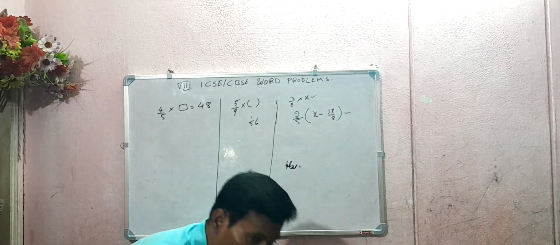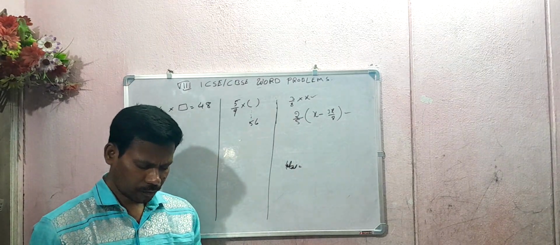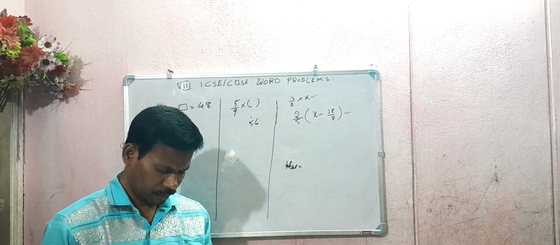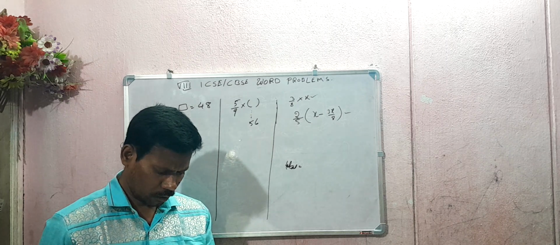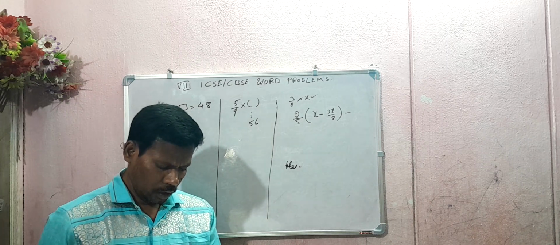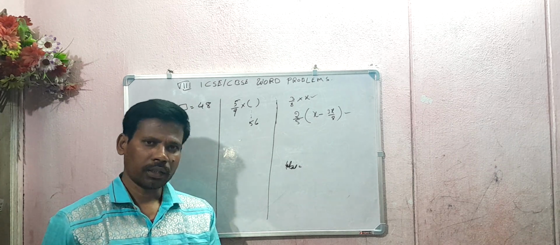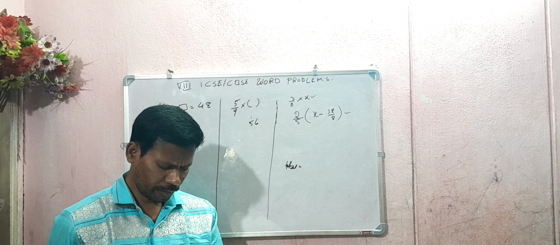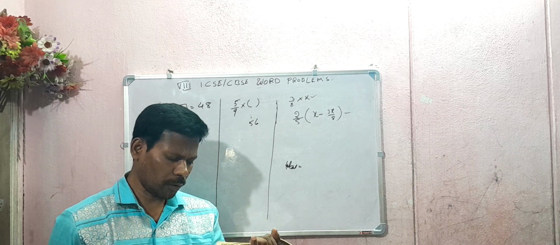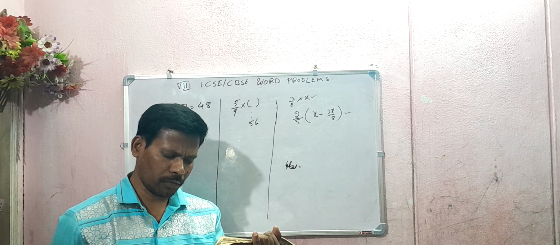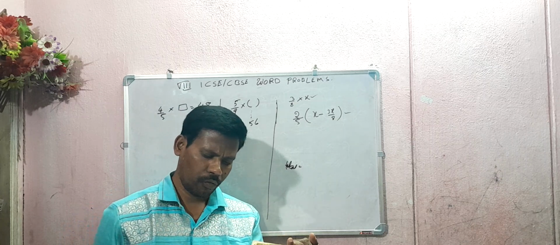So fractions will be continuing. Let me read the problem. The product of two fractions is 7. This is like 6th and 7th class, just revision. The product of two fractions is 7. If one of them is 18 1 by 5, find the other.